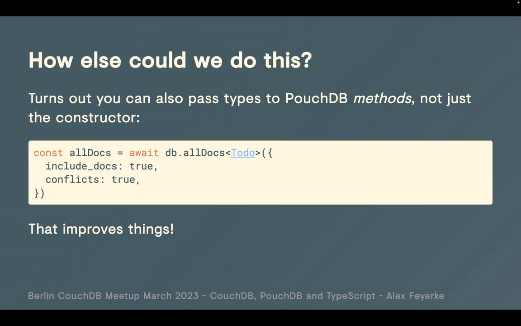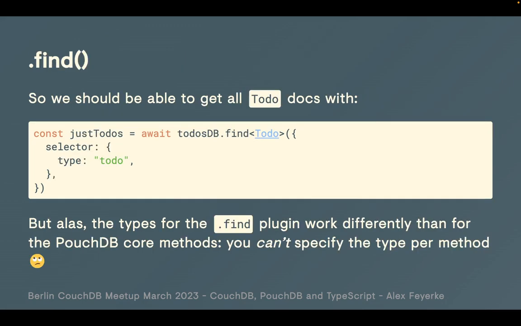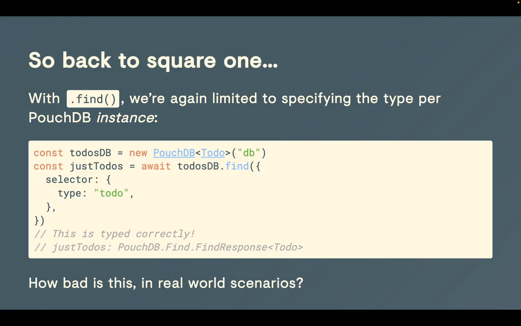So I thought, okay, let's use a Mango query with the find plugin. Let's do that instead. So we should be able to get all the to-dos with doing PouchDB instance.find, giving it the type, passing it in a selector. But no, the typing for the find plugin works differently than the typing for the PouchDB core methods, and you can't specify the type per method. So back to square one. With find, we're limited to specifying the type per PouchDB instance. But if you do this, it works, and it's actually pretty cool.